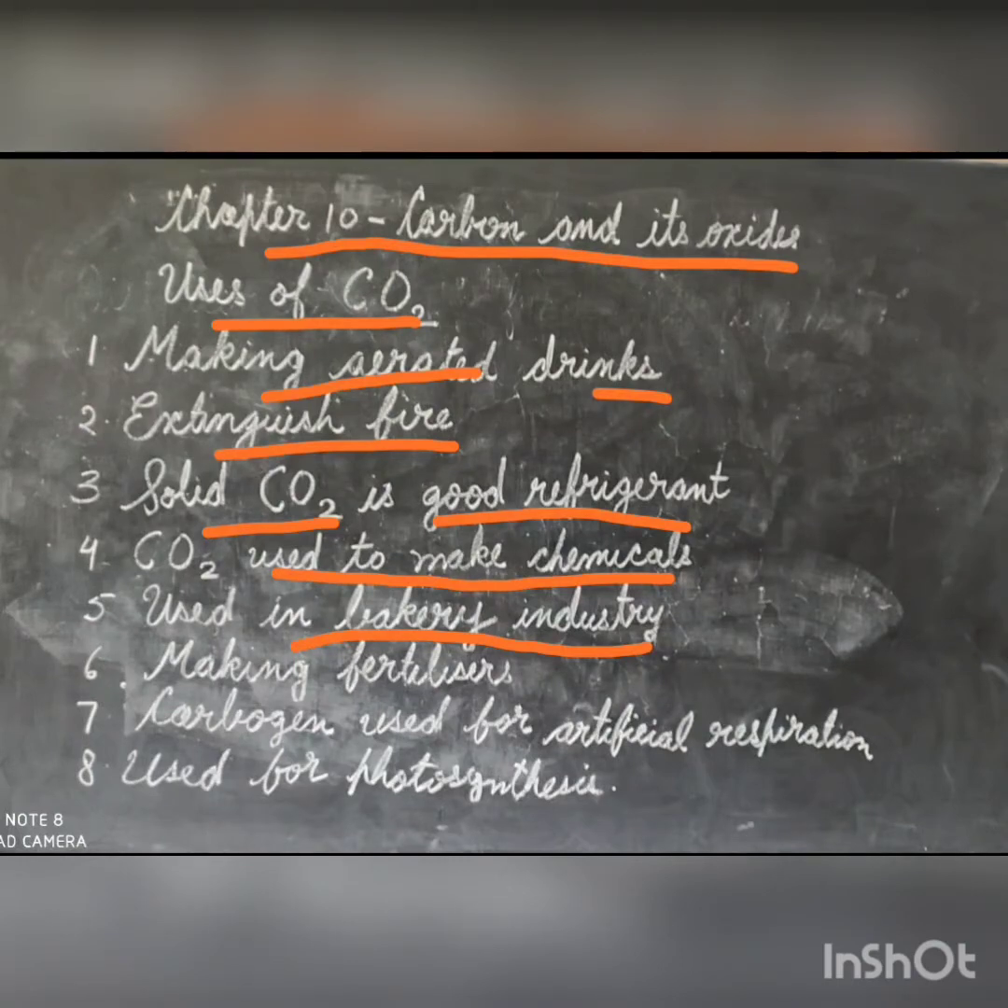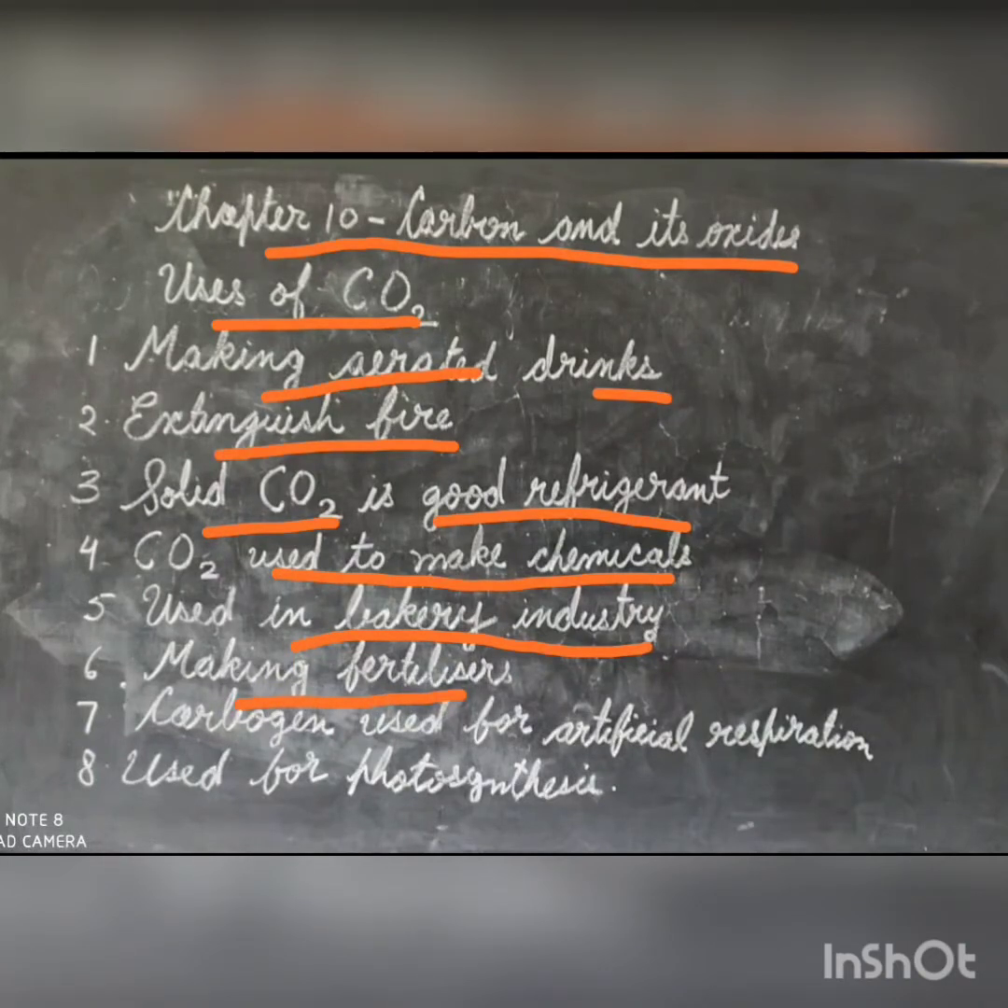On heating, it gives off carbon dioxide, which escapes, leaving behind the holes in the dough. This makes the cakes and breads soft and spongy. Carbon dioxide is used in making fertilizers such as urea.